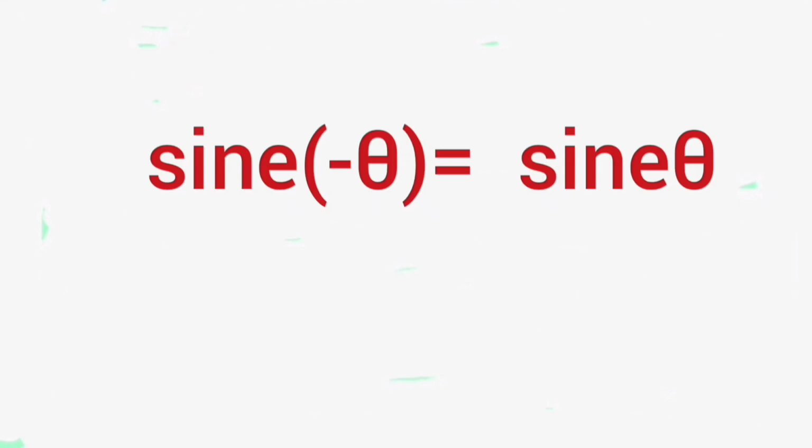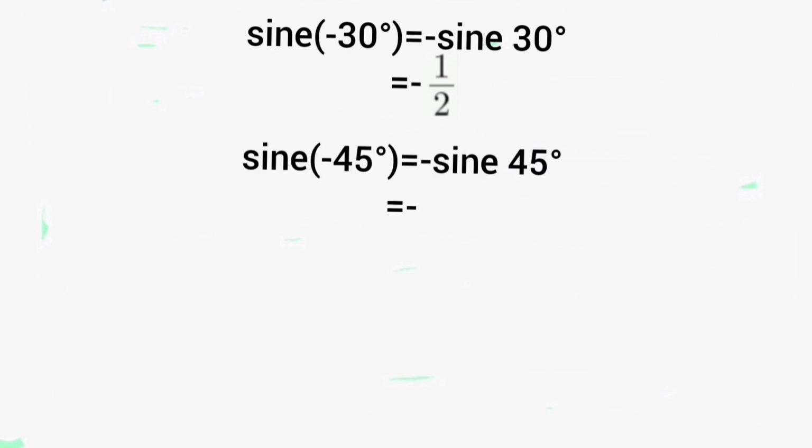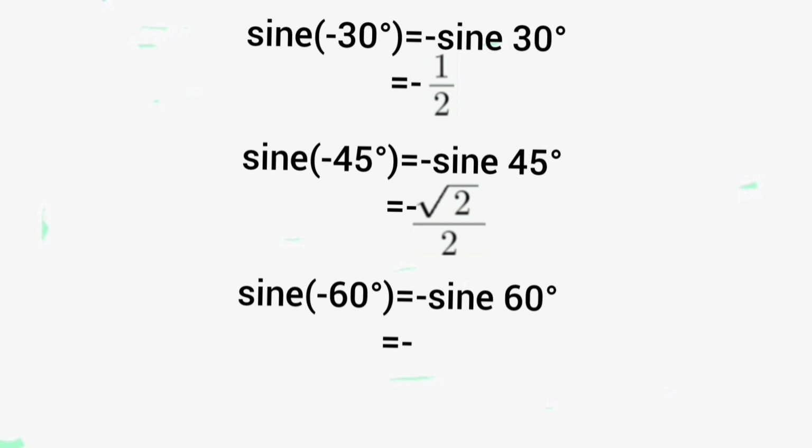So sine negative theta is equal to sine theta but with a negative sign before the value. Sine of negative 30 degrees is equal to negative sine of 30 degrees, which is 1/2 with a negative sign before it. Sine of negative 45 degrees is equal to negative sine of 45 degrees, which is square root of 2 over 2 with a negative sign before it, and sine of negative 60 degrees is equal to negative sine of 60 degrees, which is square root of 3 over 2 with a negative sign before it.